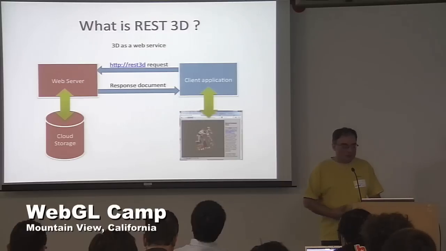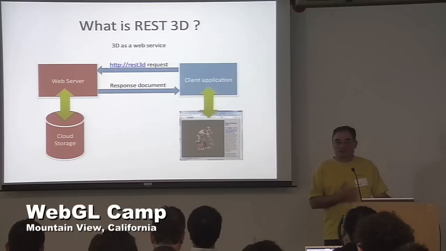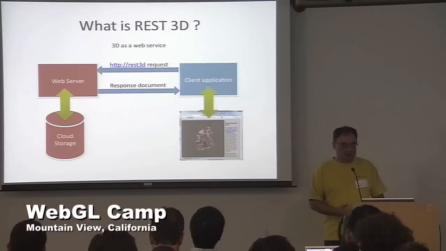So REST is very simple. It's like, hey, I've got a server and it's got some storage. And one thing in REST is that the application should not care about storage. All the storage is in the server. The application makes requests and gets its data. So very simple: you send requests and you get a response as a document.